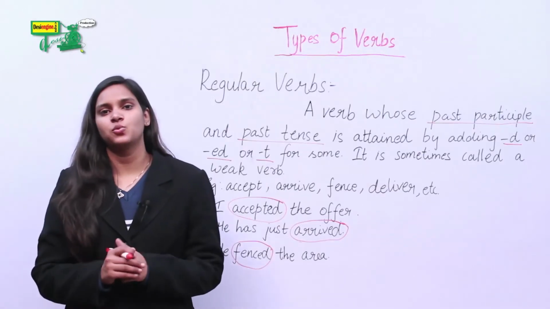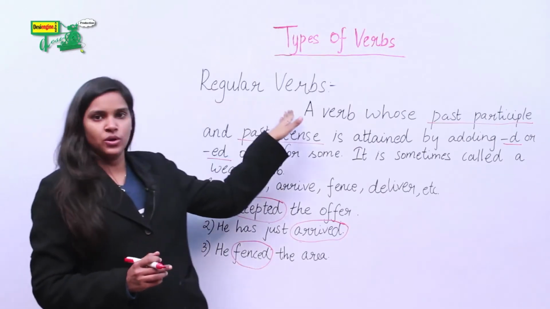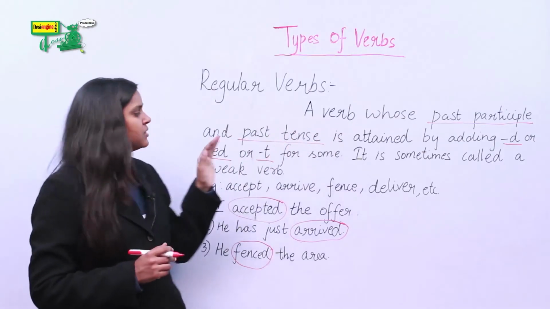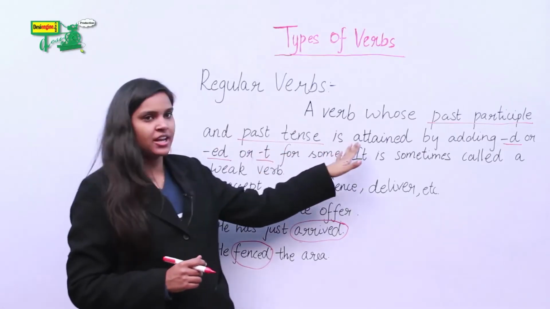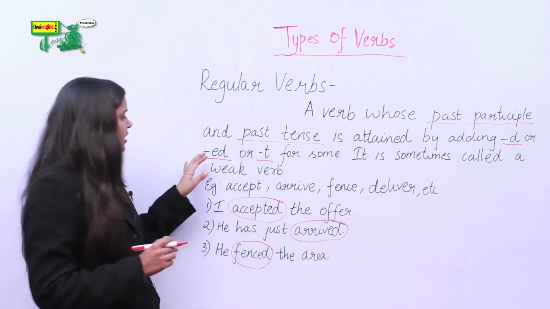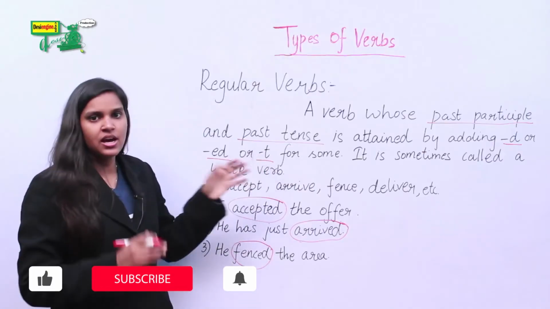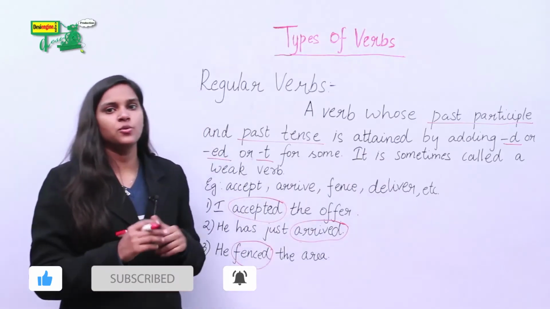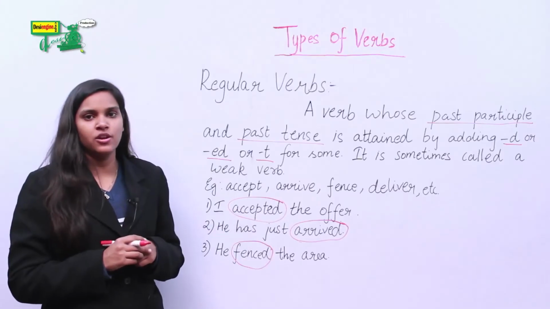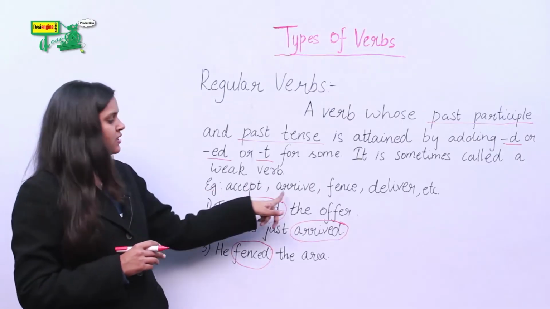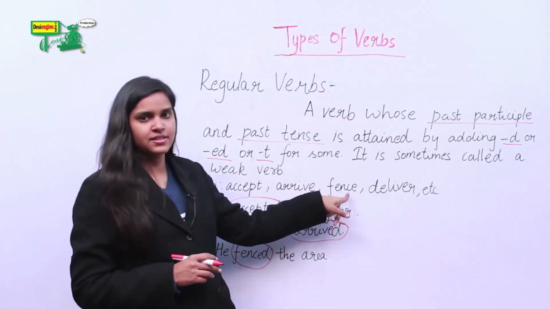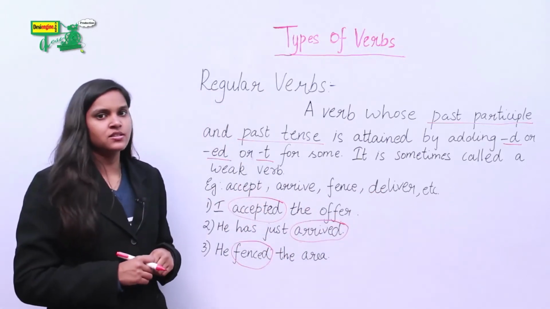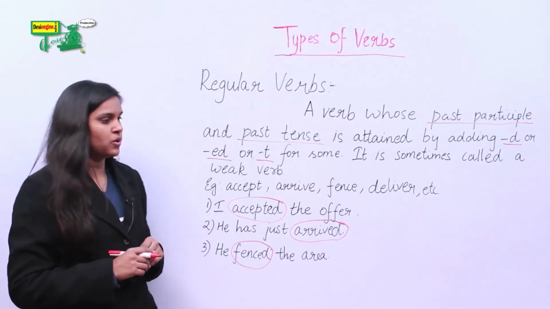Let's do the next kind of verb, that is regular verbs. Regular verbs are verbs whose past participle and past tense is attained by adding either d, ed or t at the end of the verb. It is sometimes also called a weak verb. A few examples of regular verbs are accept, arrive, fence and deliver. Let's take a look at a few sentences where we'll find out the regular verbs.